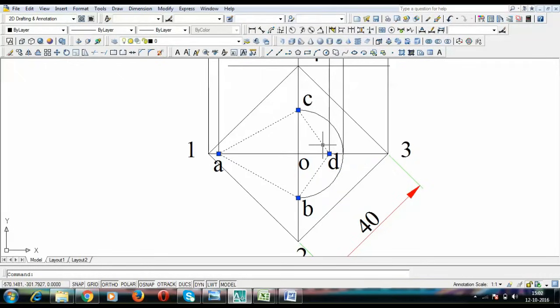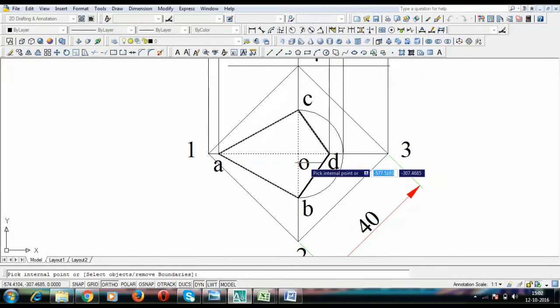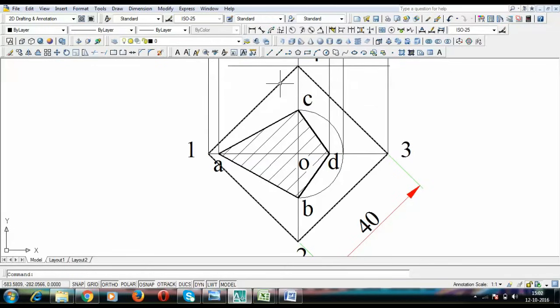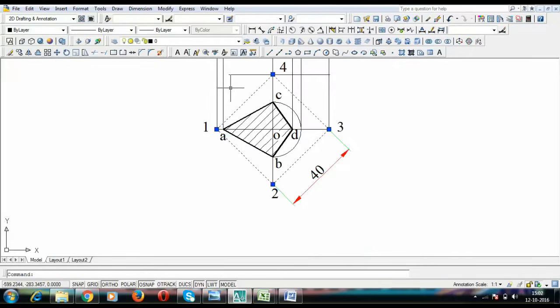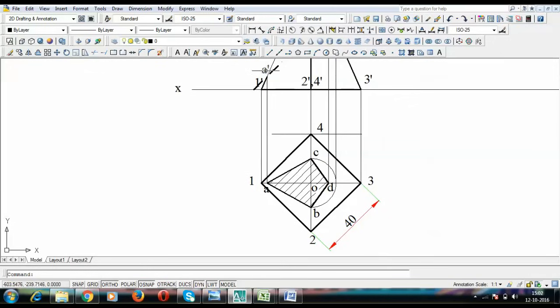All right, let me hatch this and let me darken it up. Let me pick the points. That's it, hatching done. Next thing to do is to darken this portion again. This is the remaining portion. All right, what is left is, now guys, please look here, from A dash to 1 dash, it has been joined with the help of a dark line. So A1, its corresponding top view will be dark.